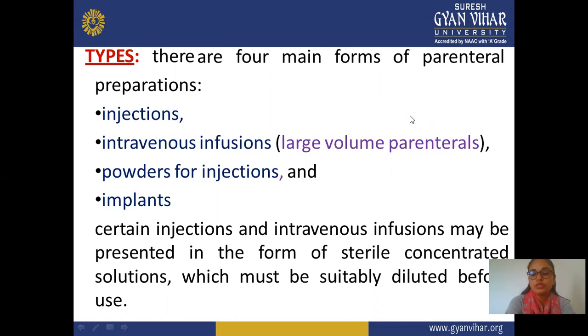Before using this powder, you should prepare the solution form. You add this powder into the solution and administer this solution with the help of injection or by infusion. And next is implant. Implant is also a parenteral formulation, and it should be in a proper sterile condition, manufactured in a proper sterile environment. Certain injections and intravenous infusions may be presented in the form of a sterile concentrated solution. Means you should prepare it in proper sterile condition, making sure your environmental condition is sterile, and it must be suitably diluted before use.